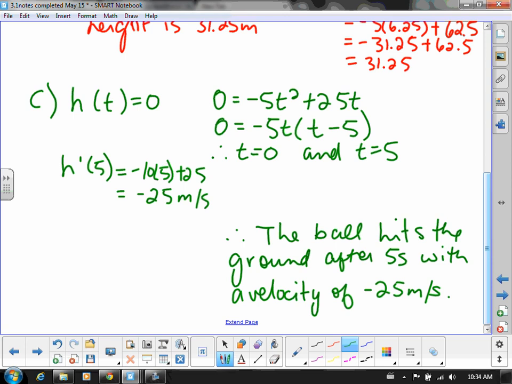So this is a typical question, and it's all about the language, knowing that maximums and minimums occur when the first derivative is equal to 0. When do you sub it into the derivative? When do you sub it into the original equation? So it's all about understanding what the question is actually asking you to find.